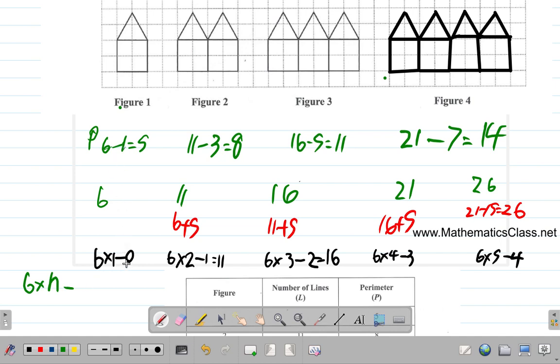Figure 1, you minus 0. Figure 2, you minus 1. So you minus 1 less than the figure. Figure 3, you minus 2. Figure 4, you minus 3. Figure 5, you minus 4. So you minus n minus 1, whatever the figure is. Right? So 6 times n, minus (n minus 1), and that would equal how many lines you have.